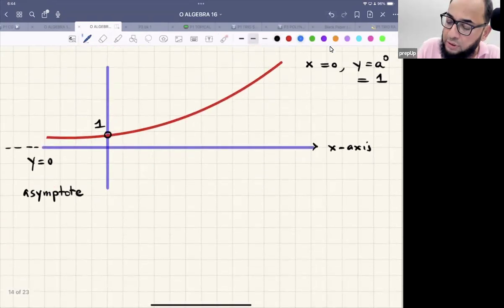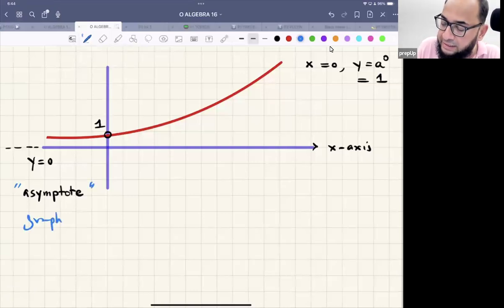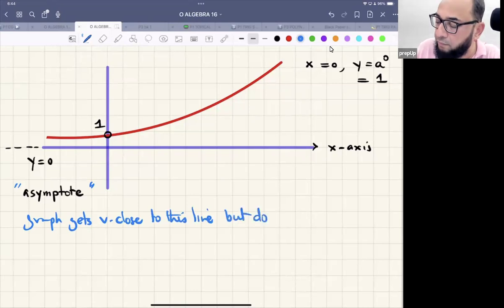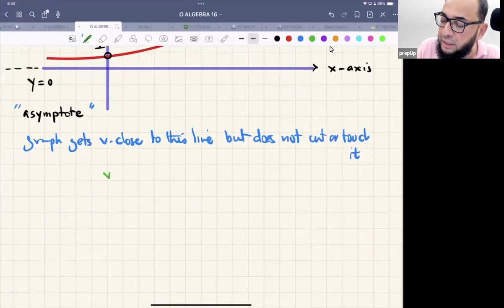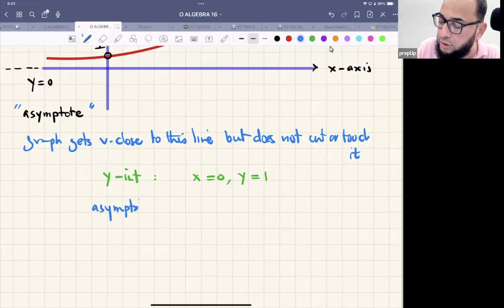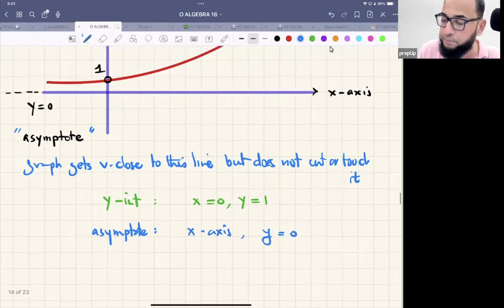So what is an asymptote? The graph gets very close to this line but does not cut or touch it. These are the two main salient features of this graph. First, the y-intercept: when x is 0, y comes out to be 1. The second thing is the asymptote, that is the x-axis. And what's the equation of the x-axis? y equals 0.